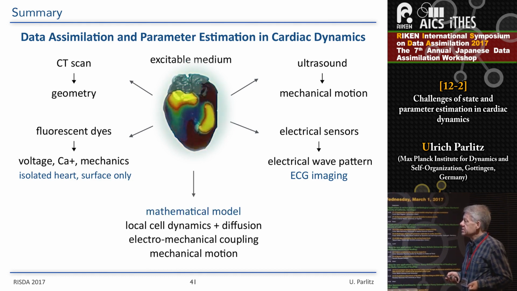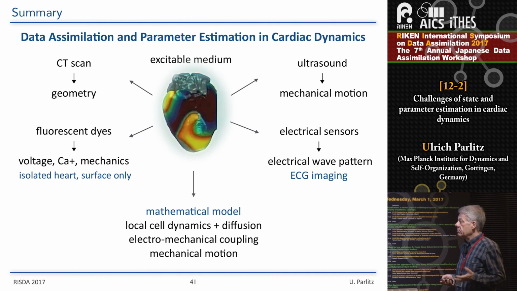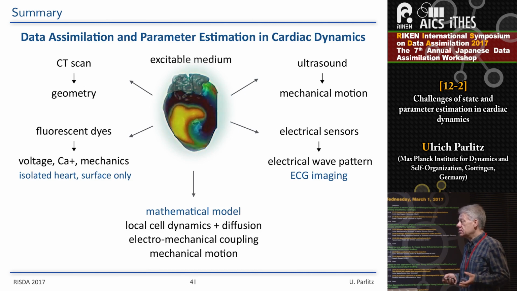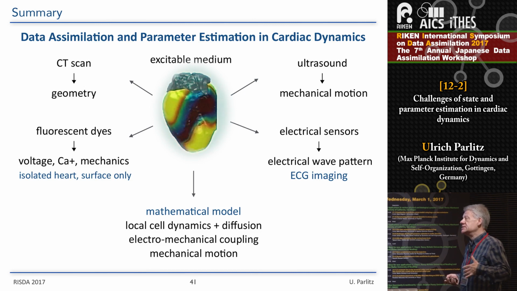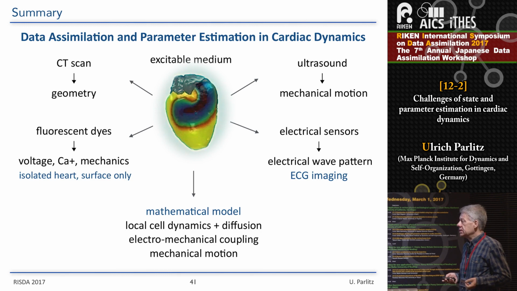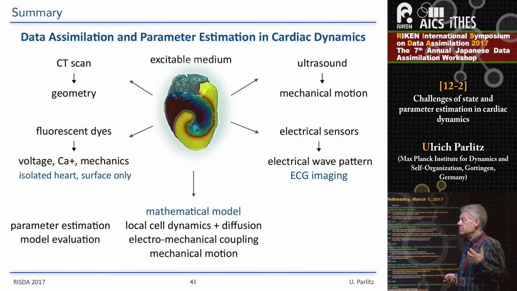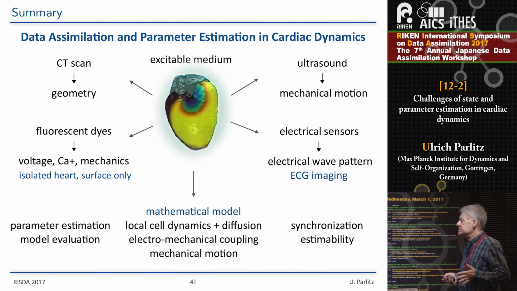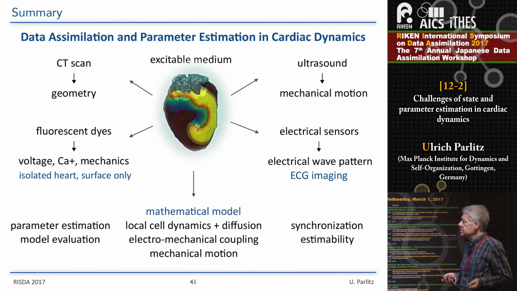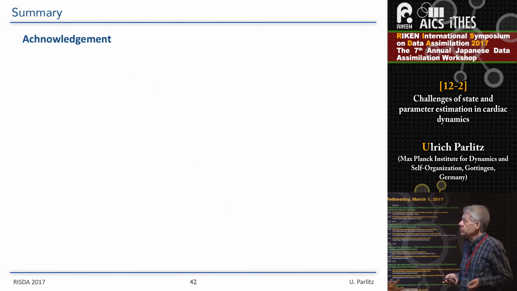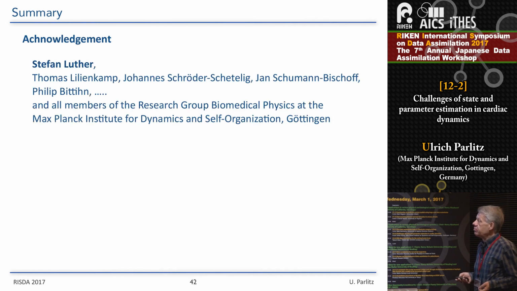And then we can use all this information and feed it into a mathematical model. The mathematical models basically consist of local cell dynamics plus a diffusion term. This is the electrical part. There is also electromechanical coupling, and therefore you also need a good mechanical model for the deformation of the heart. And when you have this, then you can do parameter estimation and model evaluation. And at the end, I've shown you very simple examples of a synchronization-based approach and estimability concepts to address these questions. But there are, of course, many future problems to be solved. But I think it's a very promising field.